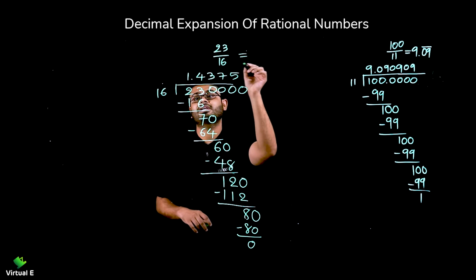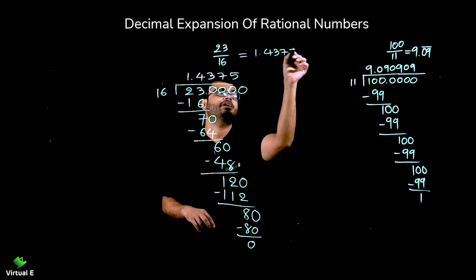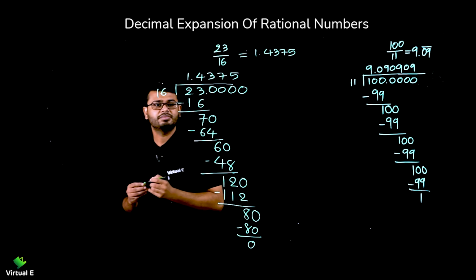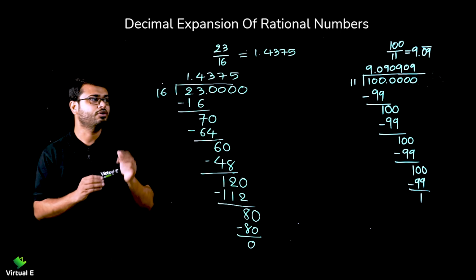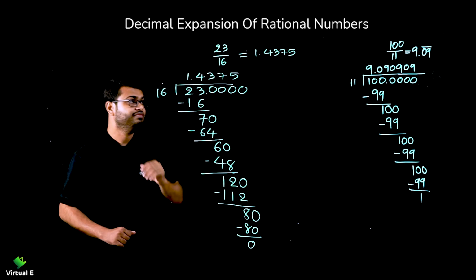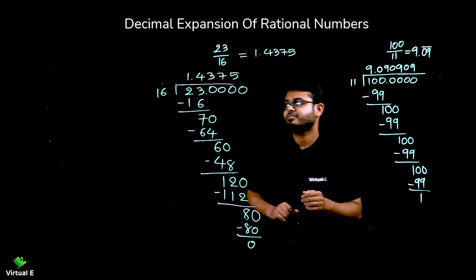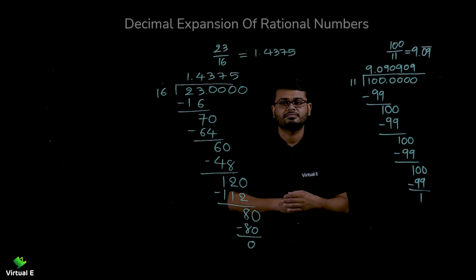So what is the decimal expansion of this one? That is 1.4375, right? Very simple it is to keep dividing. You need to have good knowledge of the table, specifically when you have 2-digit numbers as the divisor. 11 is easy as well, 16 as well, right? So this is how we find the decimal expansion.